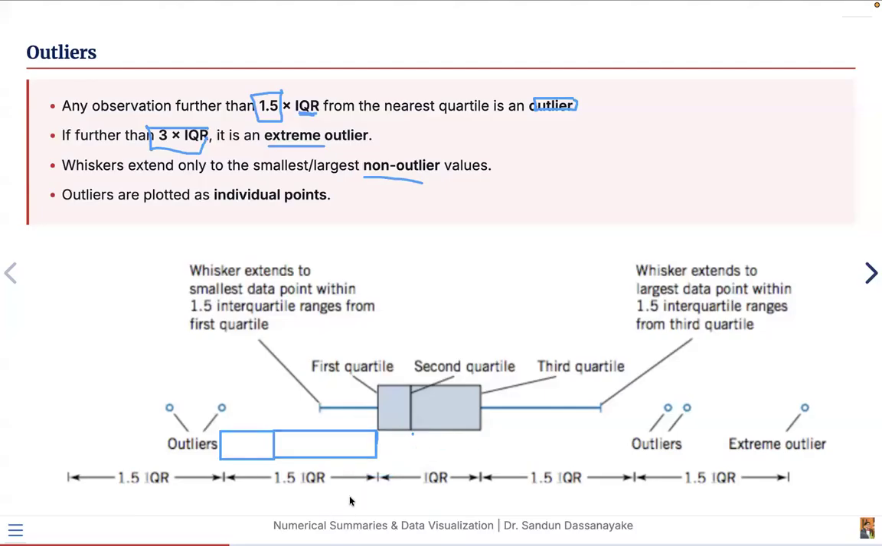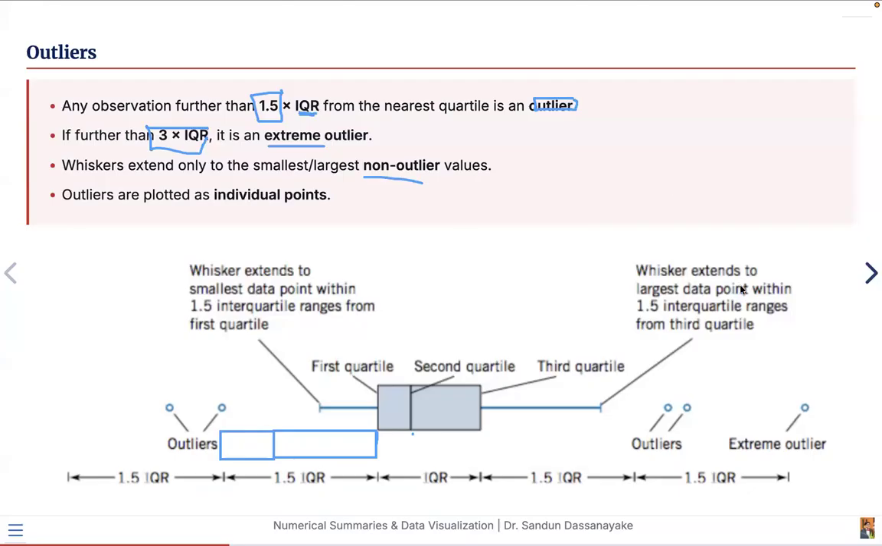So 1.5 IQR to this side. You take the first quartile minus that, that would be the starting point of these outliers, right? Anything inside 1.5 IQR here is considered to be okay. And here also plus 1.5 IQR, anything inside that is considered okay. So they are considered non-outliers. But anything beyond 1.5 IQR is an outlier. So here you have outliers, here you have outliers. And anything beyond 3 times of that is an extreme outlier. As you can see, that's an extreme outlier.